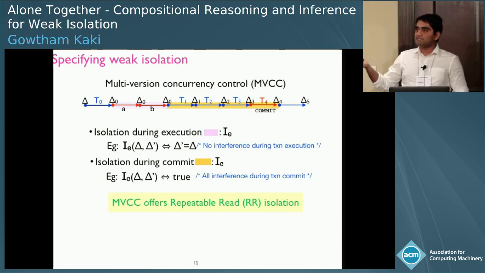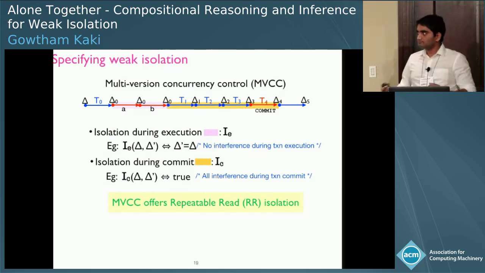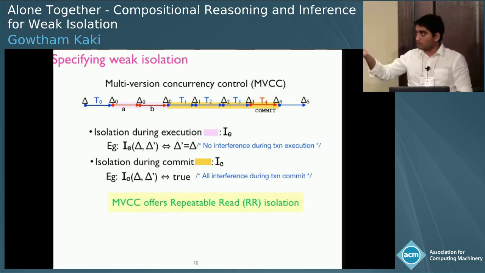In fact, what MVCC offers is called repeatable read isolation. It's called repeatable read because if you repeat a read, you end up getting the same value during the execution, since the interference is only felt after the execution is done but before the commit. Likewise, other isolation levels, such as snapshot isolation, can be specified in the model, but with small extensions, just taking into account the components of the local state small delta and so on.